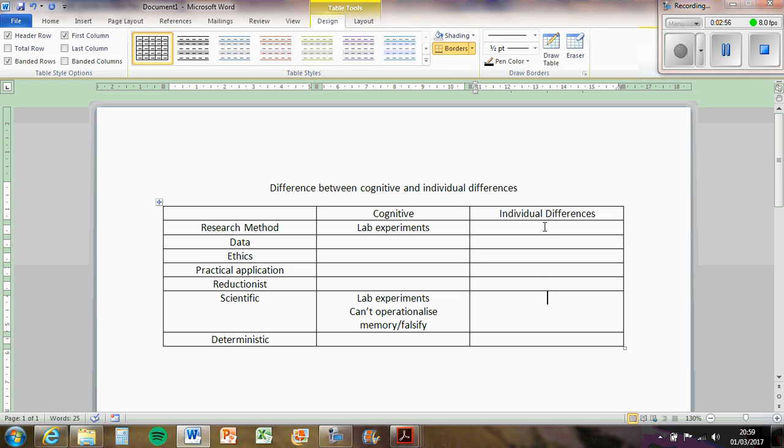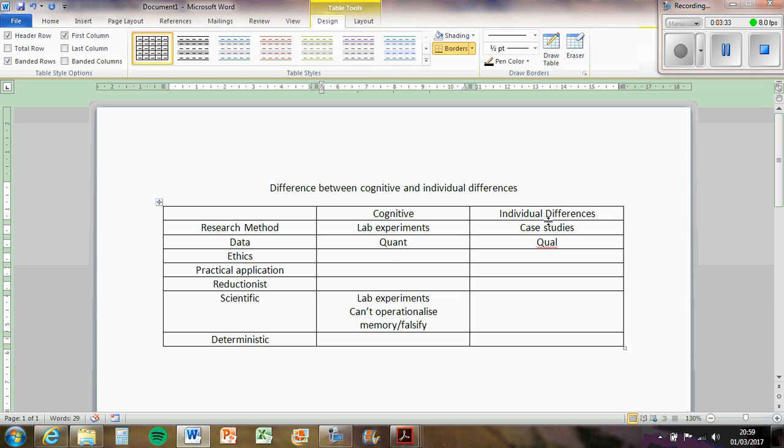Whereas individual differences, they use case studies because you're trying to look at how everyone's different, how everyone's unique, and you are looking at people on an individual basis. In terms of data, you're going to get lots of qualitative data for individual differences, but because it's in a lab, cognitive ones are usually quantitative. You have a lot of people with cognitive as well, so you have a lot more people that you're sampling because you're looking at things that you assume are similar in everybody, like memory, attention, perception. Most people are quite similar on those, so you get lots of quantitative data.